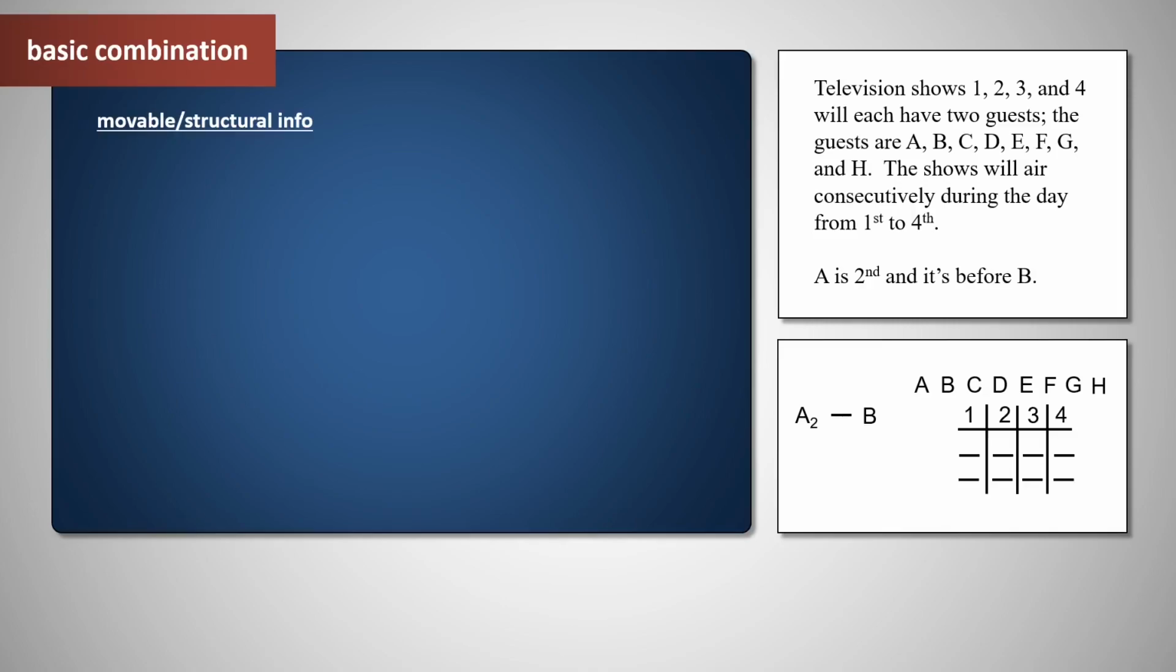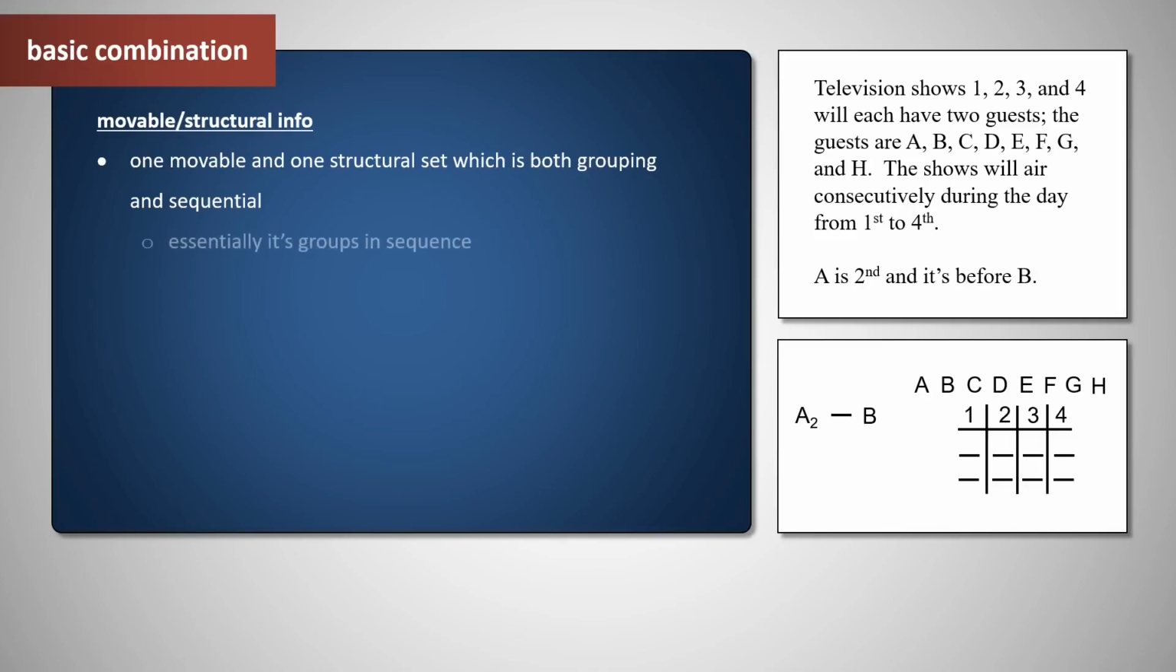So what are some basic aspects to the information? Well, you're always going to have one movable and one structural set, and the structural set is going to be both grouping and sequential. So that's what we have here. The 4 columns are the groups, the shows, but they're also in sequence because they're consecutive from 1st to 4th. So it's essentially groups in sequence. And then you'll generally have between 6 to 8 movable elements. So here we have 8 movable elements, and generally speaking, 6 to 8 because you'll have at least 3 groups most of the time, and at least 2 people per group. So you're generally going to have a little bit more information to work with in that sense.